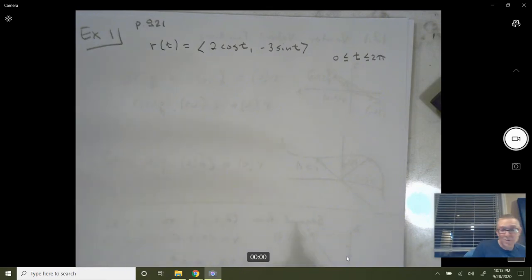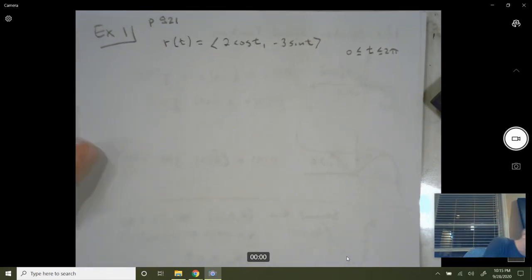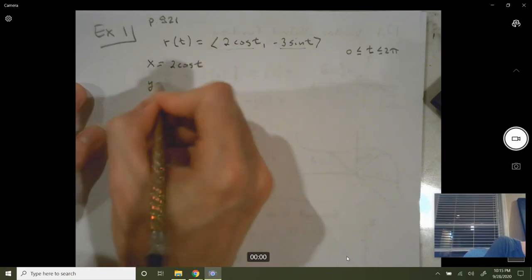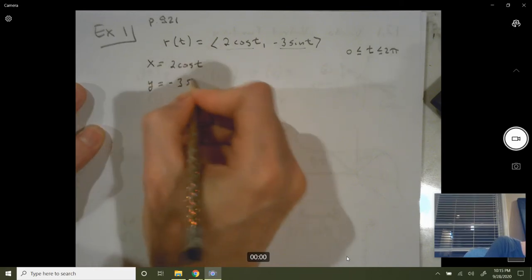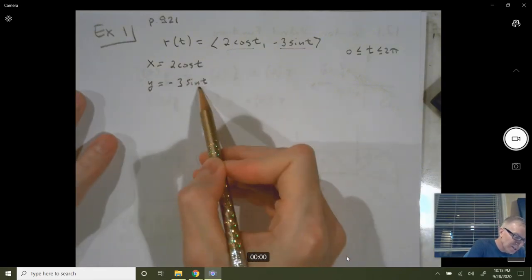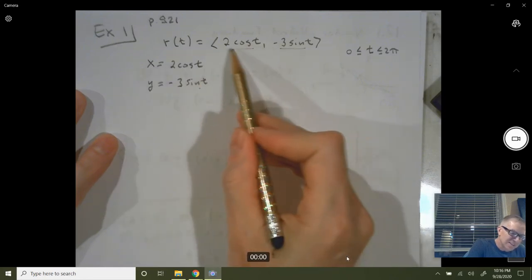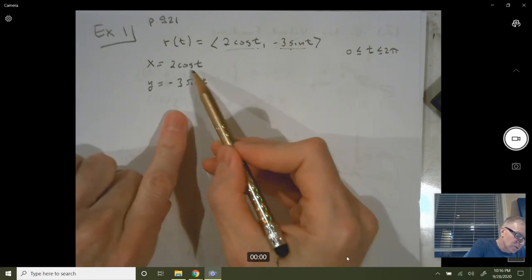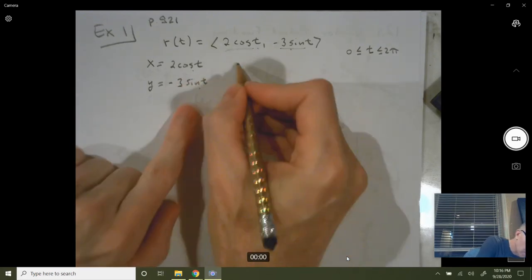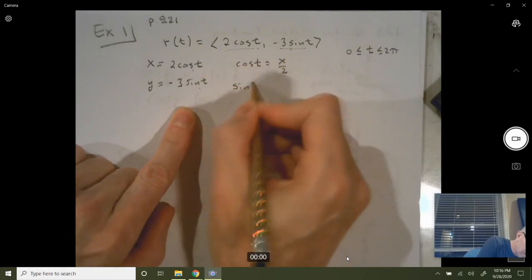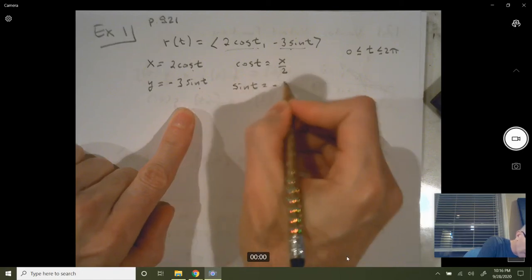Sometimes it's helpful to rewrite this in parametric equations. You know that your x value, this represents your x, this represents your y. It's equal to 2 cosine of t. Y is equal to negative 3 sine of t. The reason we do that is sometimes it's easy to use trigonometry to get this thing in terms of x and y's so we can graph the function. Noticing there's a cosine t and a sine t, we can solve this one for cosine of t, which equals x over 2. Sine of t equals negative y over 3.